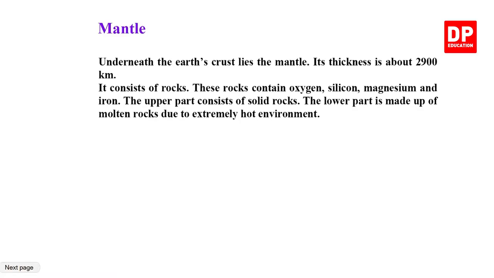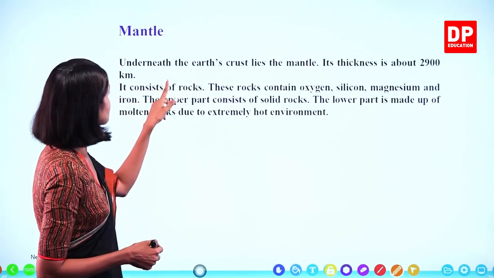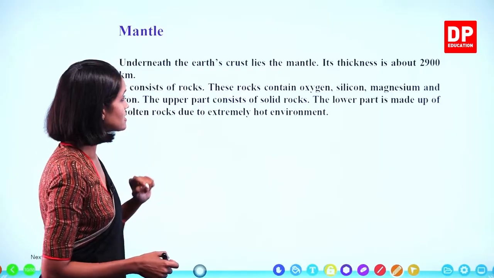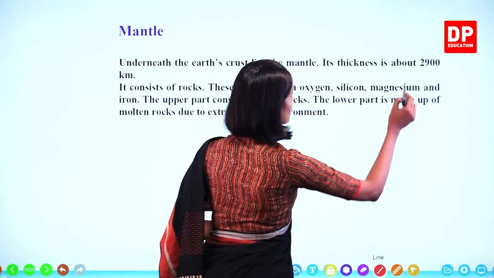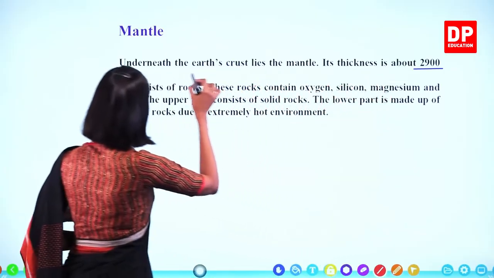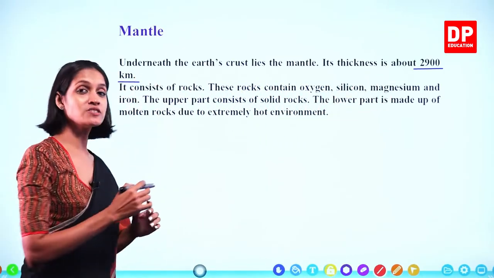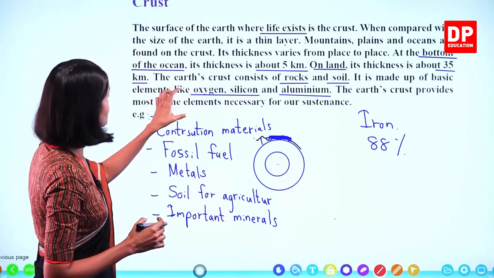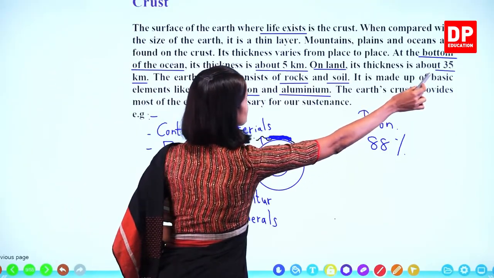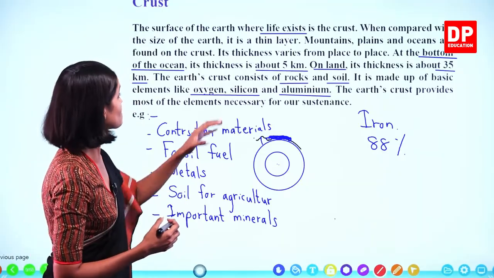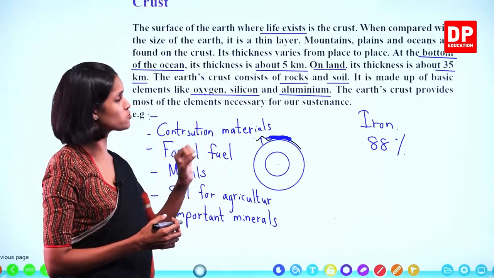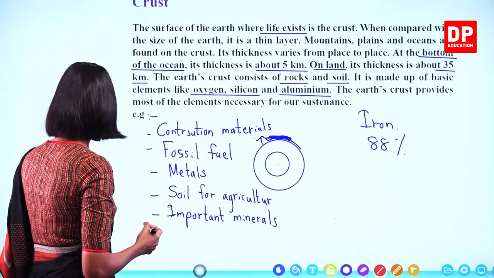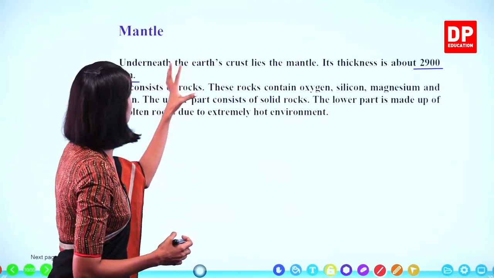Right, the second layer after the crust, the next layer of the earth, is the mantle. Right, children? So underneath the earth's crust lies the mantle. Its thickness is about 2,900 kilometers. Now see, what a big difference between the mantle and the crust. The crust's maximum thickness is 35 kilometers, right? And there are places with the minimum thickness of 5 kilometers as well. So compared to this crust, see the thickness of the mantle. How high is the thickness?